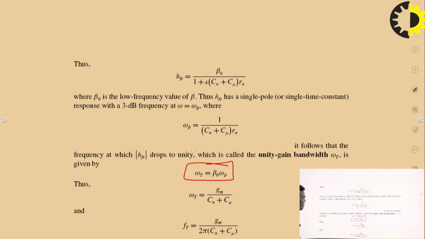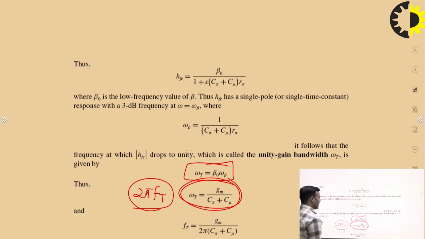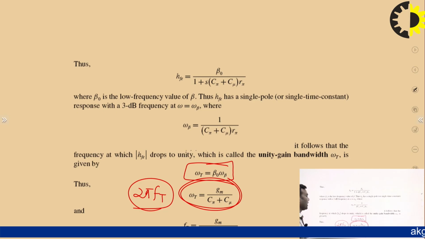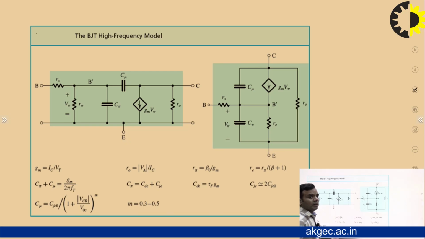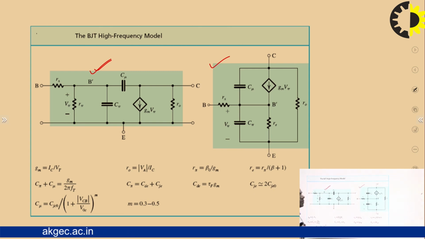Now what is omega T? Omega T is the unity gain frequency, which will be equal to Gm upon (C pi + C mu), and if you put omega T equal to 2 pi fT, you can simply write fT is equal to Gm upon 2 pi (C pi + C mu). And as you are all familiar with this, this is the high frequency model, and this is the T model for the high frequencies.